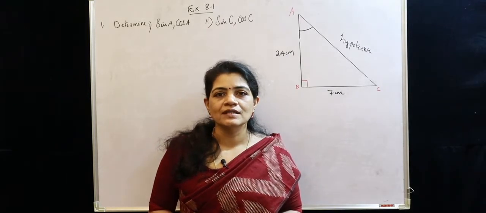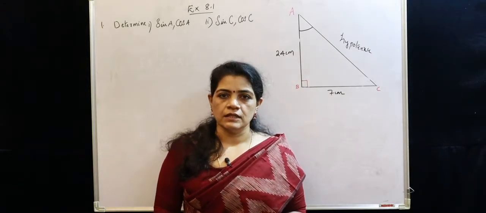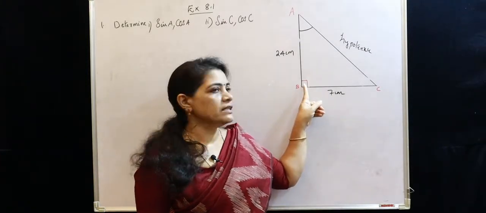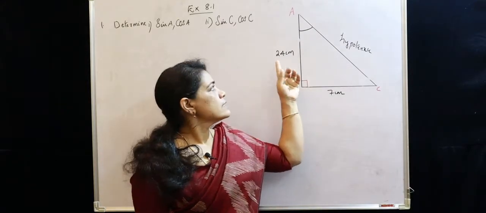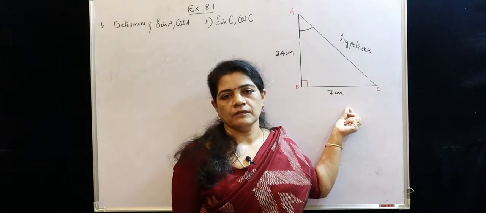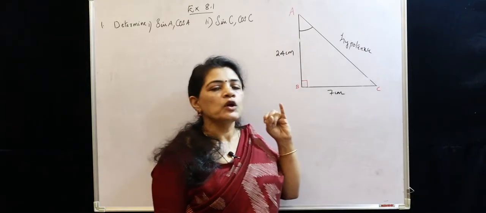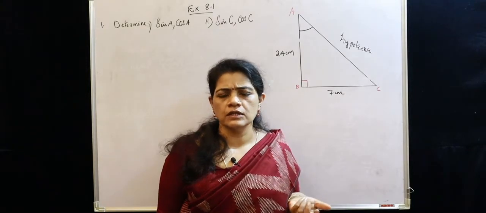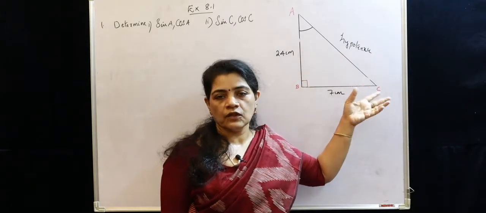In this video we are going to start the first exercise of this lesson, that is exercise 8.1. In the first question we are given a right triangle ABC, right angled at B, that is angle B equal to 90 degrees, with side AB equal to 24 centimeter and BC equal to 7 centimeter. There are two sub questions. We have to find sin A, cos A, and in the second sub question sin C and cos C. Very simple question. We have to take these two acute angles for reference.